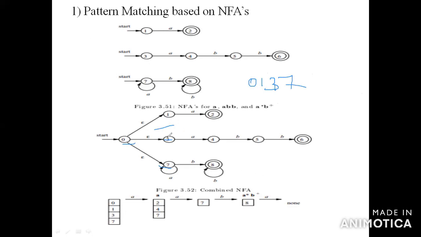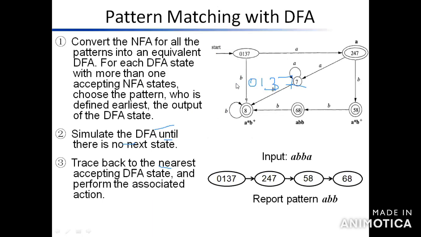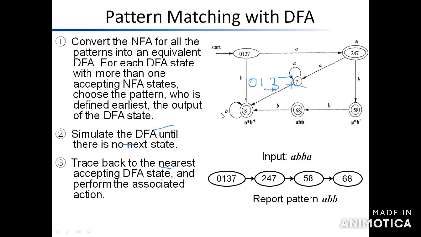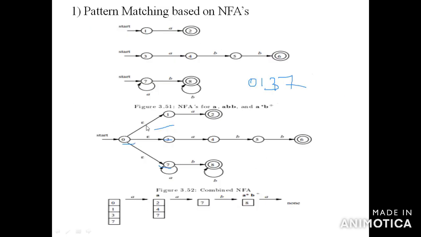Okay. So out of 0137, what is the input symbol a? What is the input symbol b? Now you can check this diagram. For 0137, on input symbol a the result is 247. Is it correct? 247. Check. 0137 on a is 247, and 0137 on b is only 8. Only 8. Then you are creating the new state. The new state is nothing but 247.